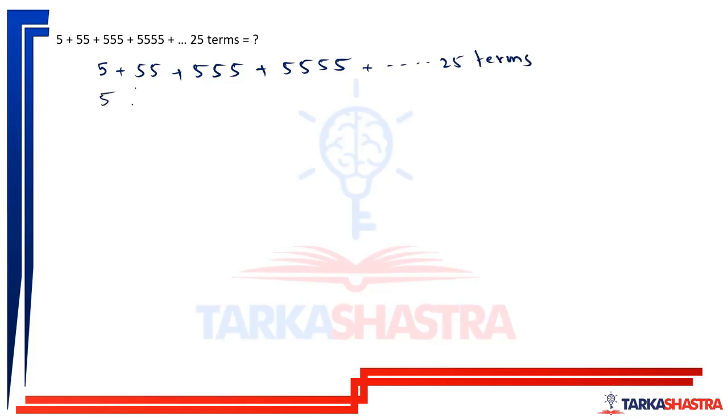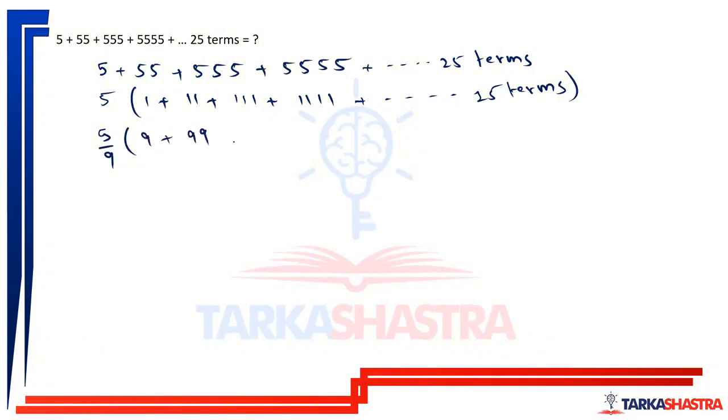Okay. So if I take 5 common, it will be 1 plus 11 plus 111 plus 1111, like these 25 terms. Okay. Then what we have, 5 by 9. If I divide by 9, what I'll have, 9 plus 99 plus 999 plus 9999, like this, 25 terms. Okay. So this is 5 by 9.